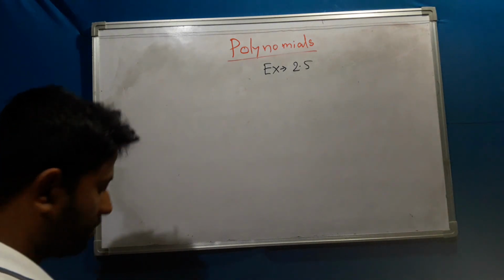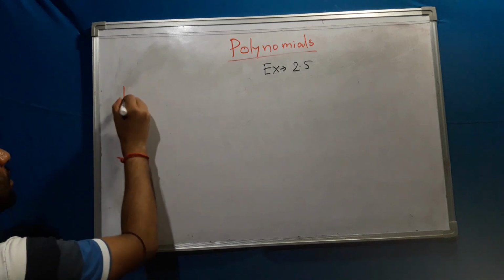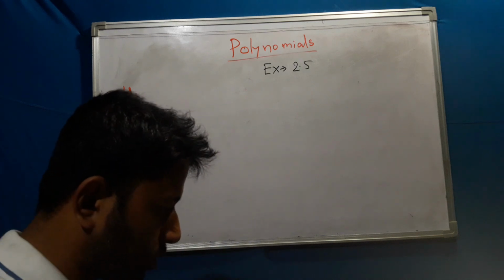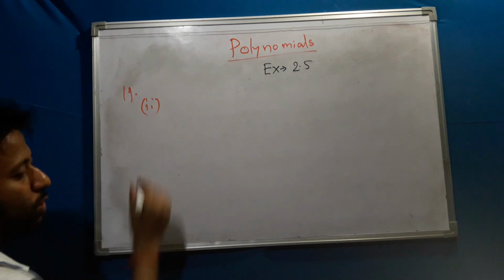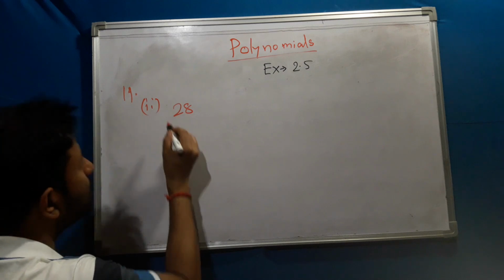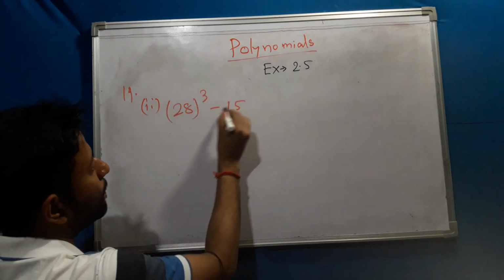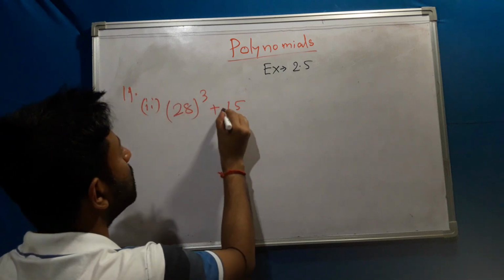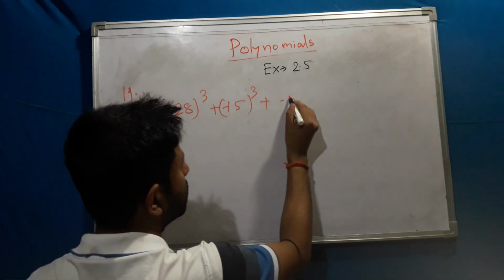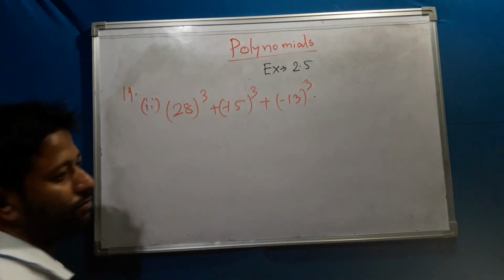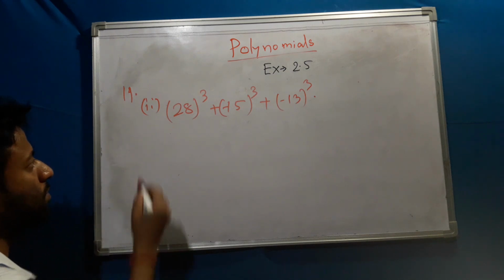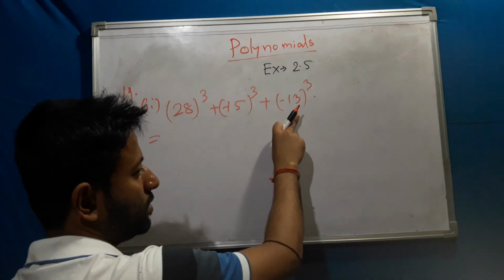Now question 14. What does question 14 say? We did such kind of question before also. That means they have given some problems: 28 cube plus minus 15 cube plus minus 15 cube plus minus 13 cube. We don't have to do anything, we just have to put the identities and solve the problem. So this is a cube plus b cube plus z cube.